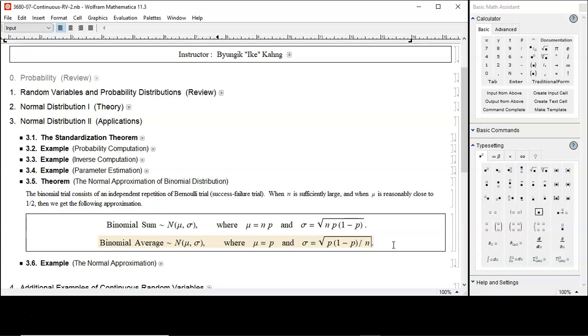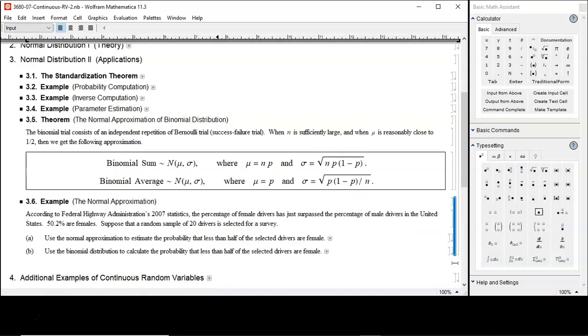As for the derivation of these formulae, I'm not going to talk about that. Let's talk about just the use of those. All right, here's an example. According to Federal Highway Administration's 2007 statistics, the percentage of female drivers has just surpassed the percentage of male drivers in the United States.